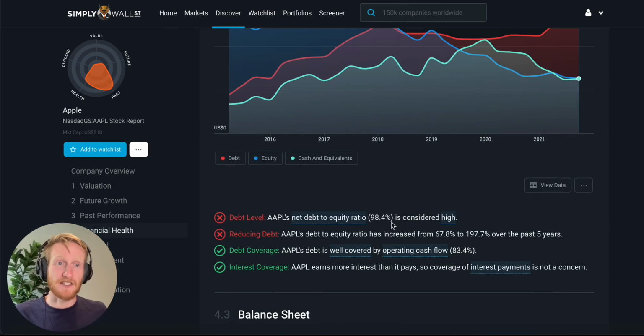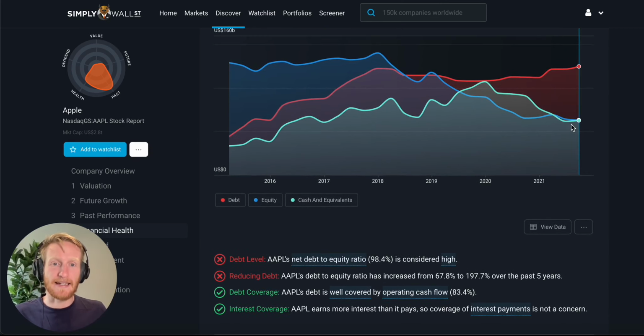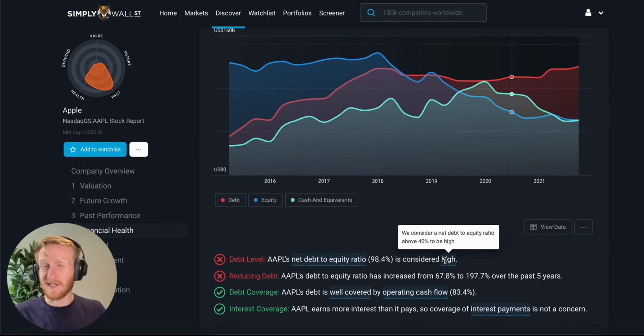Now, these are the checks that Simply Wall Street does. We can see here that the net debt to equity ratio is actually quite high. This includes cash, and it's at 98%. Anything above 40% is considered pretty high.